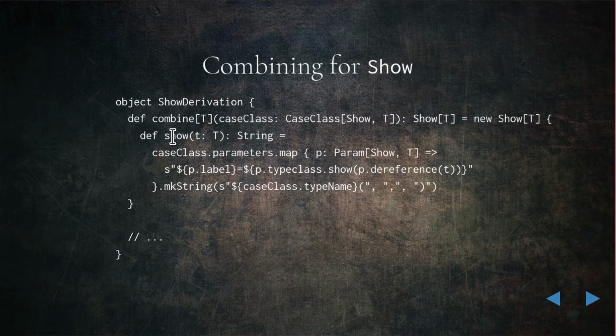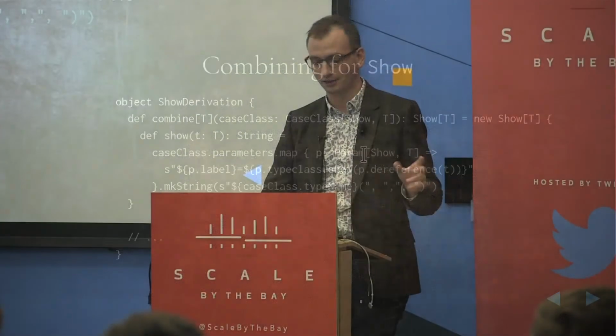And we implement the show method, the abstract method in the show type class. The way we're going to do it is we're going to take the parameters of the case class. Now, the case class is passed by the macro as a parameter to the combine method. It's sort of a lifted representation of a case class. It gives us access to the parameters. Here are the parameters. They're param typed on show and the abstract type T.